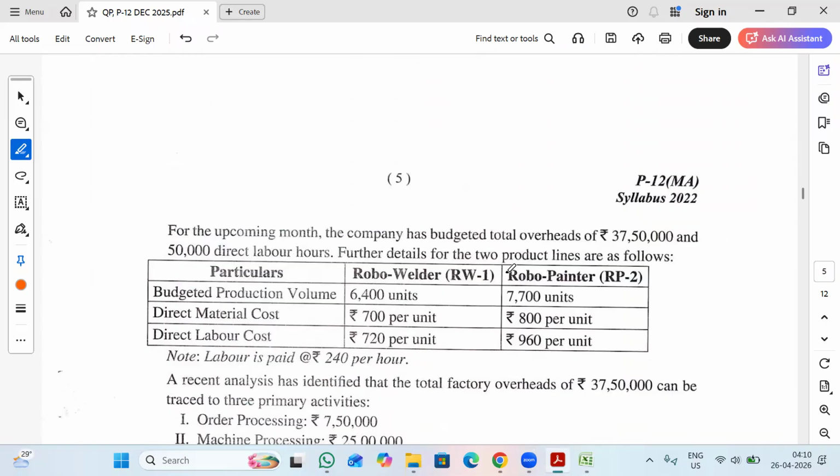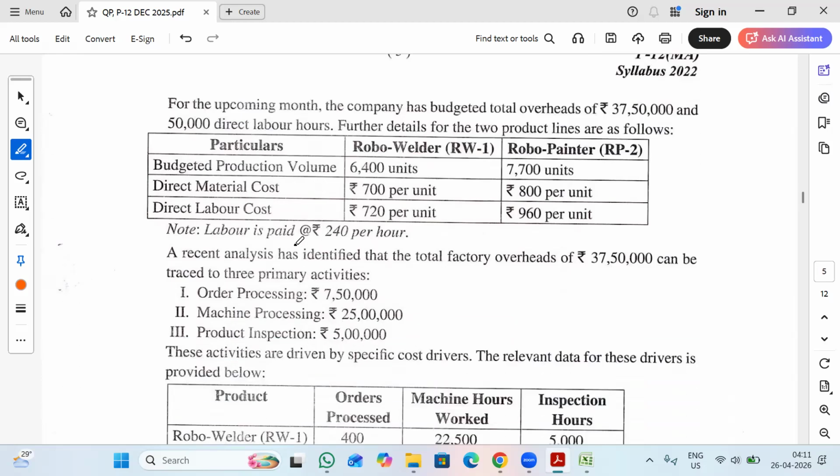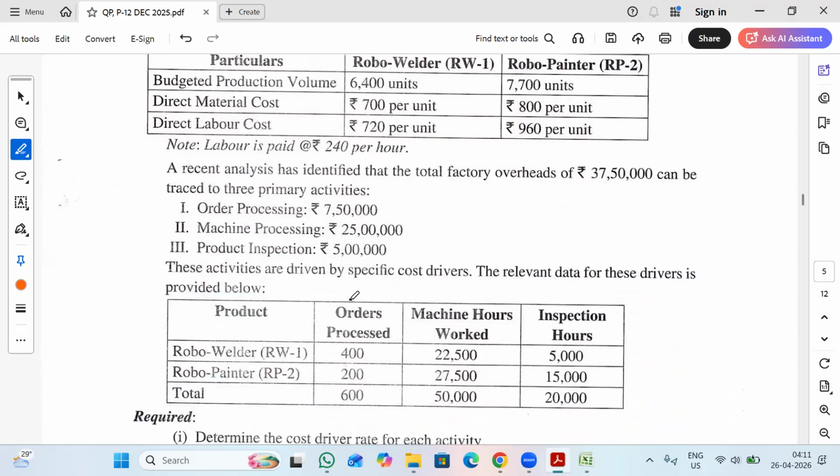Further details for the two product line orders follow. So they have given budgeted production volume, direct material cost, and direct labor cost. Labor is paid at 240 rupees per hour. A recent analysis has identified that total factory overheads of 37,50,000 can be traced onto three activities: order processing, machine processing, and product inspection. So this is based on cost drivers. These activities are driven by specific cost drivers. So the relevant data for these drivers is provided below.